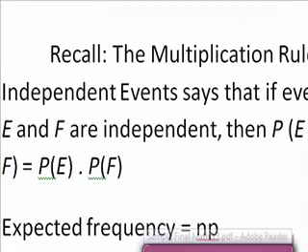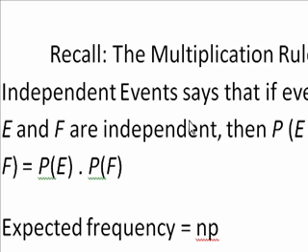Now that I've opened up Word, I want to recall a couple of rules that we've already learned from earlier, and one of them is the multiplication rule. For independent events, say that the events are E and F that are independent, then the probability of E and F is given by the probability of E times the probability of F. And then another concept that we learned is in order to determine the expected frequency, it's just equal to N, which is the sample size, times P, the probability of obtaining that particular event.